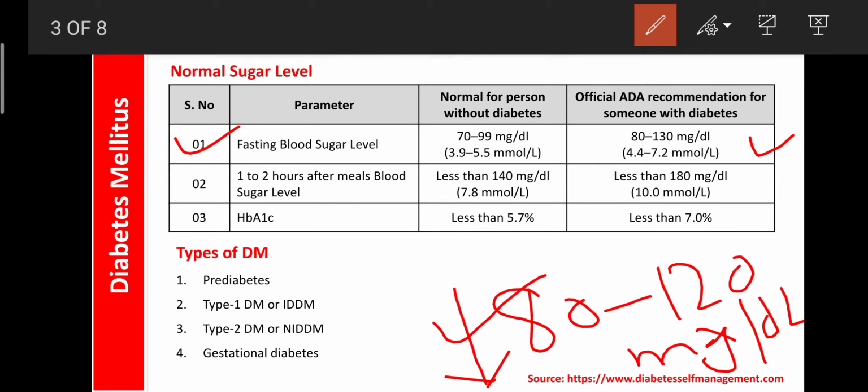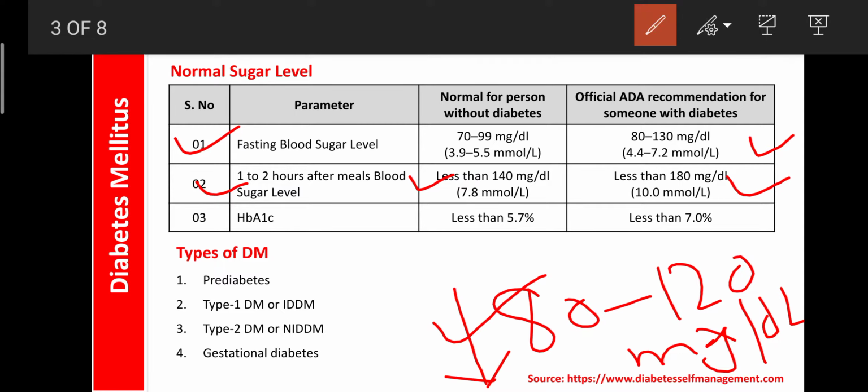After a meal, that is 1 to 2 hours after eating, in a normal person the blood sugar level should be less than 140 mg per deciliter. If you have taken any kind of food or breakfast or tea and then go for the measurement of sugar level, your sugar level should be less than 140 mg per deciliter. If it crosses that, it indicates that the person is suffering from diabetes mellitus. Okay, and the same in diabetic patients after food, where the sugar level should be less than 180 mg per deciliter.